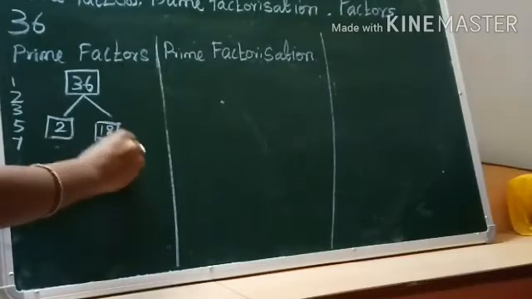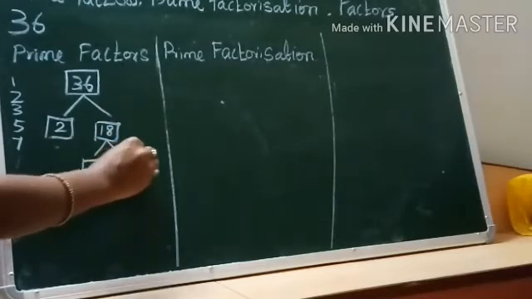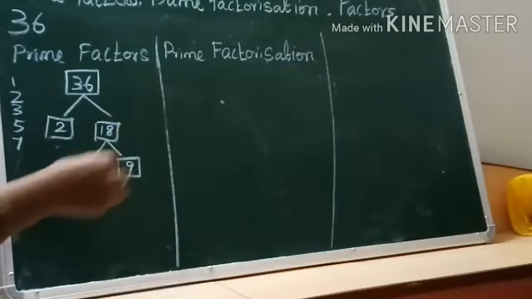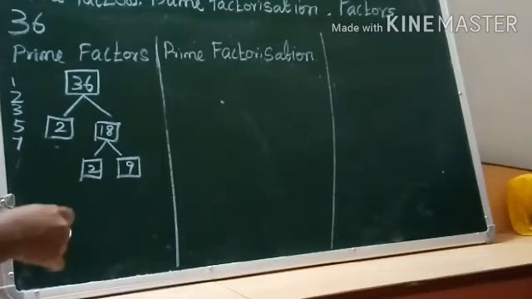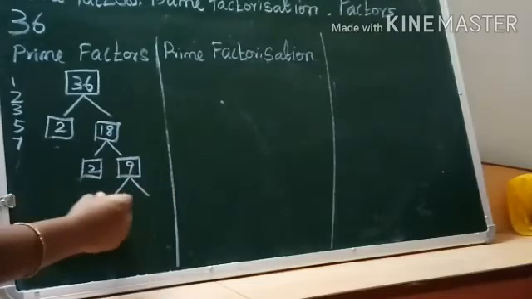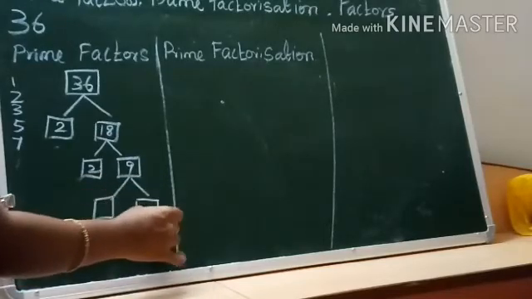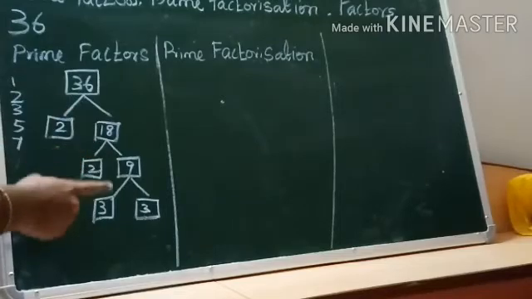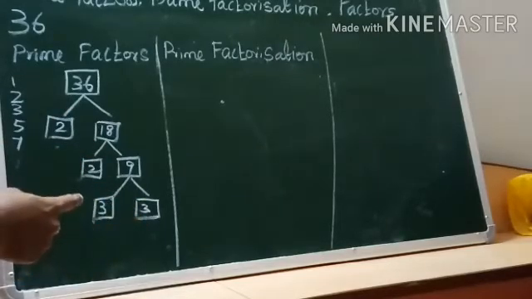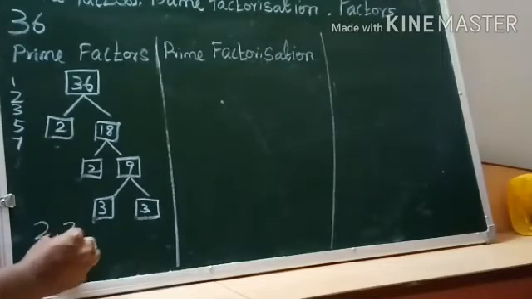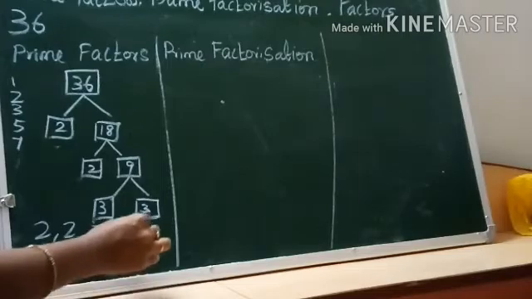So we are going to move to the second box. 18. 18 is divided by which table? 2 table or 9 table. 2 9s are 18. Right. So this is a prime number. So we are going to move to the next box. 9. 9 is divided by the 3 table. 3 3s are 9. So now we get the prime numbers. 2 is a prime number, 2 is a prime number, 3 is a prime number and 3 is a prime number. So 36's prime factors are 2, 2, 3, 3.